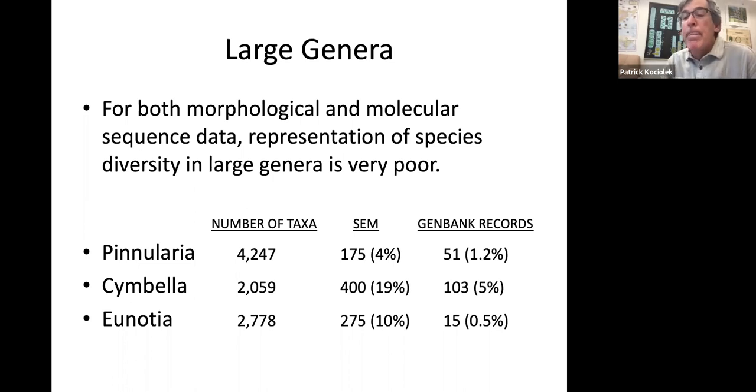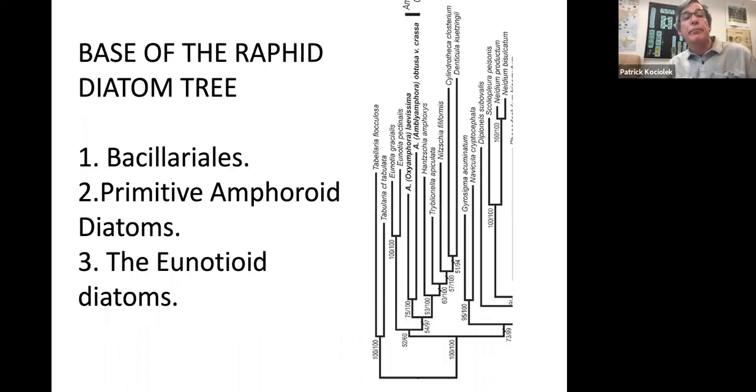And so that's one. The second area I want to talk about is the base of the raphid diatom tree. So that's represented here. Here are some araphid diatoms. The raphid diatoms start here, and this is kind of at the base of the tree. And the first group I want to talk about is the Bacillariales. Now, in this case, there's a ton of GenBank records. There's a paper recently that summarized this by David Mann and Andrzej Witkowski and Ed Theriot and a large number of other folks.